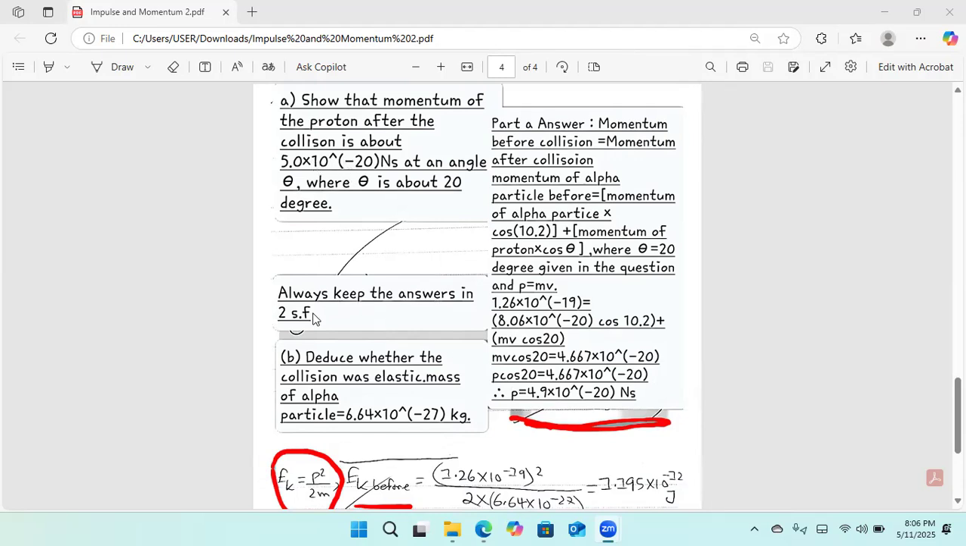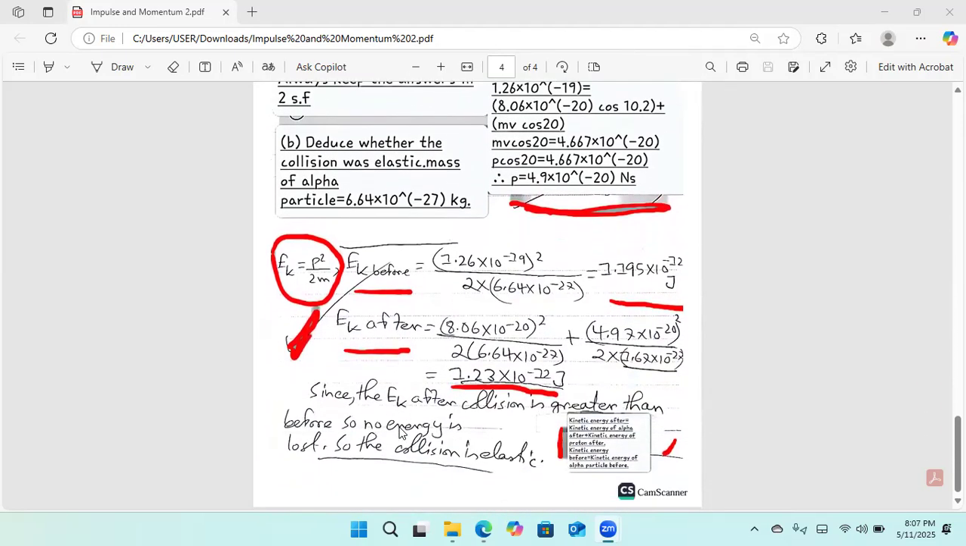Always keep the answers in 2 significant figures. Deduce whether the collision was elastic. Mass of the alpha particle equals 6.64 × 10^-27 kg. This is the answer of part B.